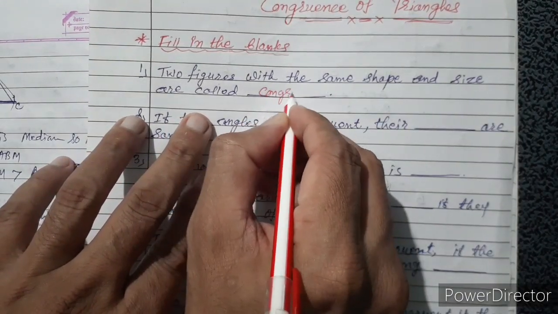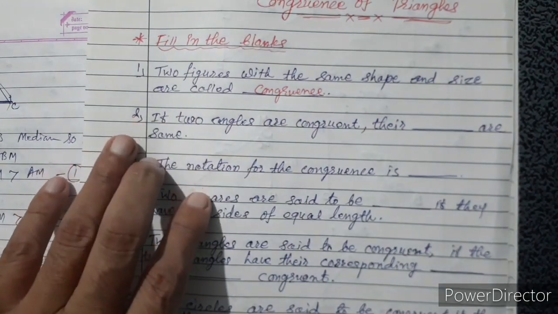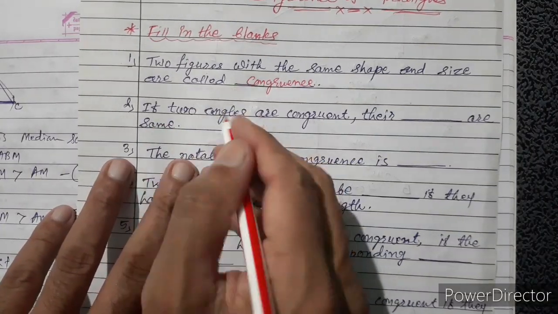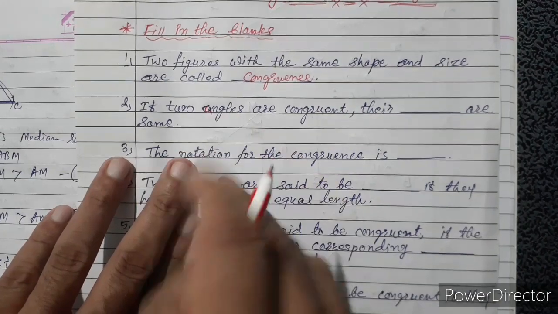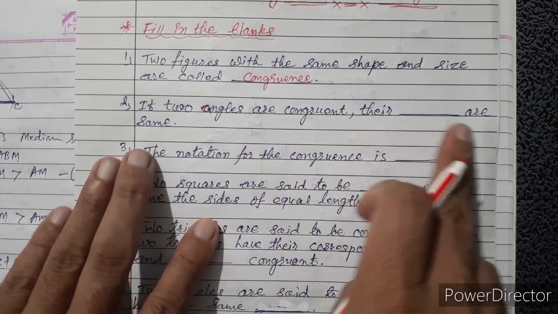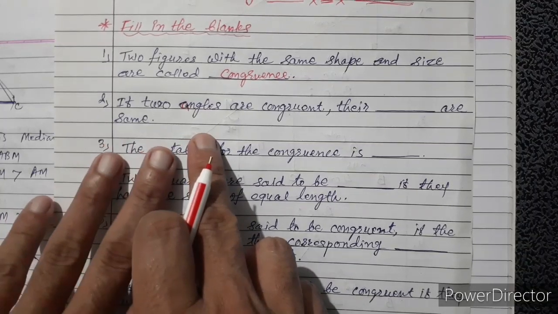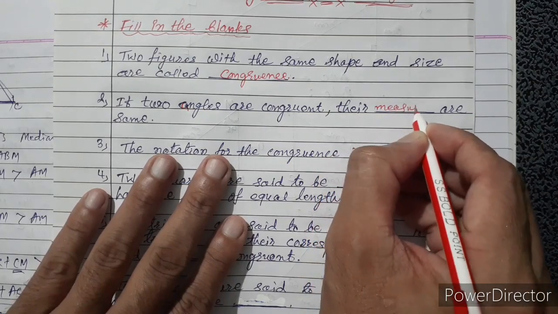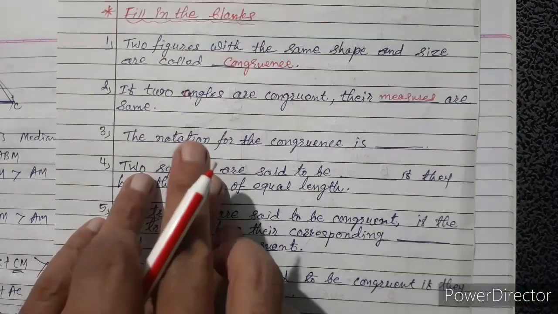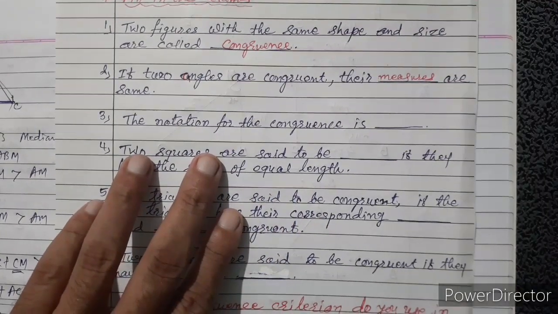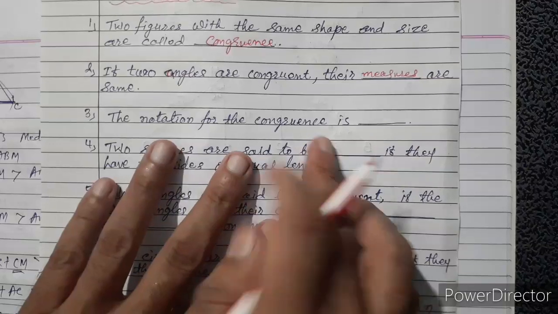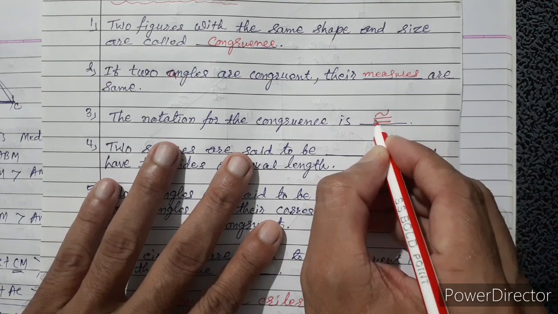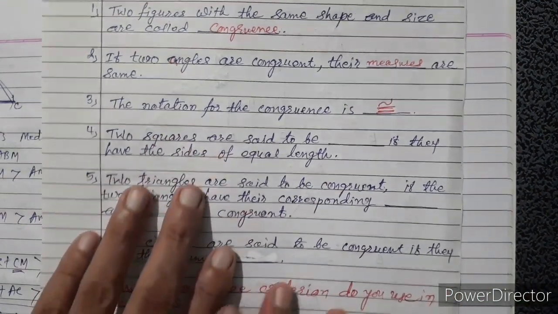They are called congruent. Okay, next, if two angles are congruent, their dash are the same. Two angles are congruent means their measures are the same. When two angles have the same measure, they are congruent. The notation of congruence is this type of sign. Okay, that is the sign of congruence.